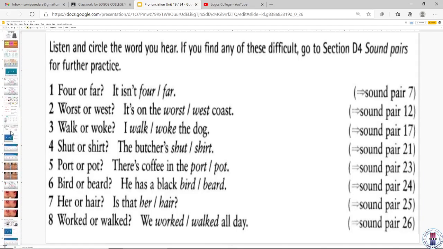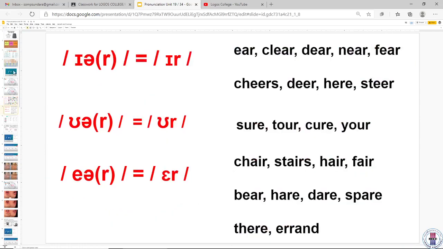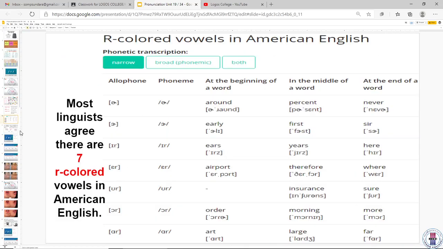Key things to remember about this unit is that these two are colored vowel sounds. The British, they just like to say aw, where in America, you say or. And these are known as R-colored vowels because the vowel sound changes when the letter R comes after the original vowel sound.